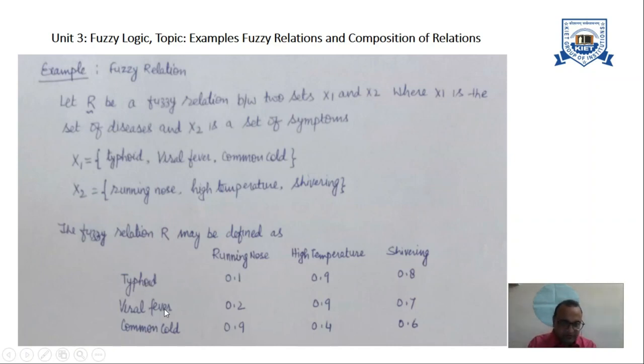So right here, I'm seeing that fuzzy relation R can be represented here. This is one fuzzy set. It is another fuzzy set. For typhoid, running nose, association of running nose is 0.1. High temperature is 0.9.